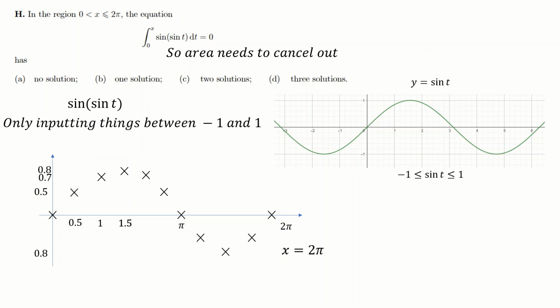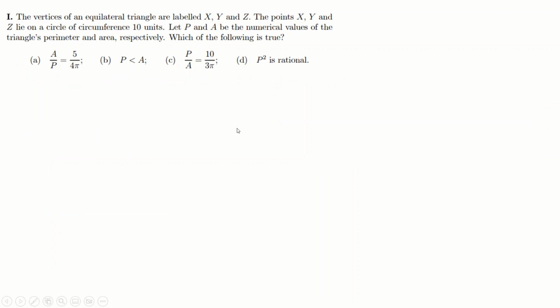And I think that's the only value I can pick between 0 and 2 pi. That's the only value that will actually cancel out everything properly if I'm starting at 0. So I think there's only one solution to this, my picture says. Excellent, so just a couple more questions to go.